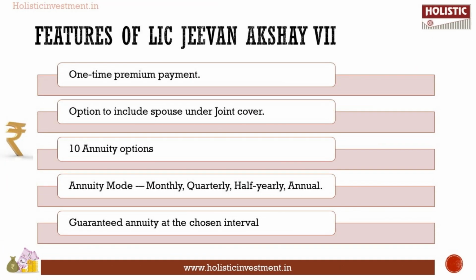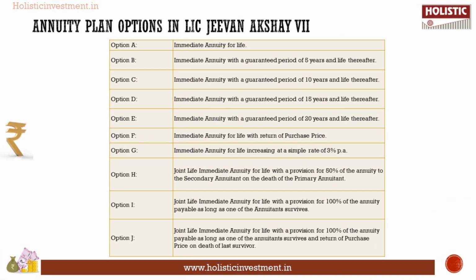One-time premium payment, joint life cover option, 10 annuity options, guaranteed annuity at chosen interval, say monthly, quarterly, half-yearly or annual. Next, we shall look at the annuity options. There are 10 annuity options. Depending on the option chosen, either you can get lifelong annuity or for a limited period. Some options extend the annuity to a spouse and some options return the purchase price. The table here clearly shows the various options and the corresponding details.